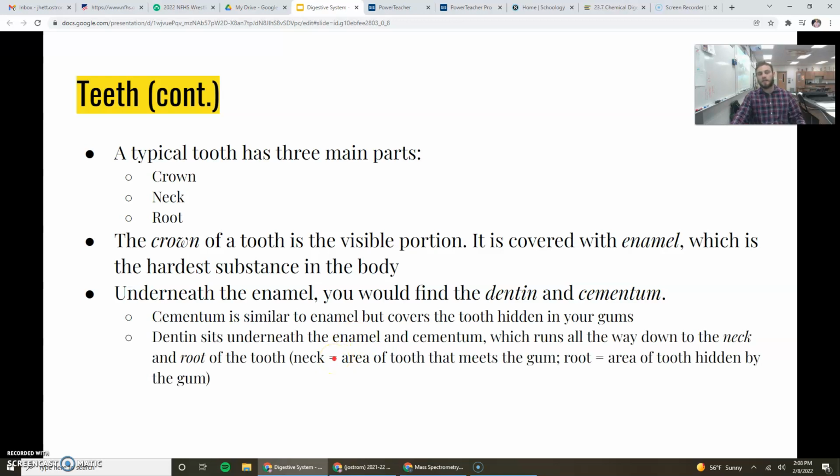Dentin sits underneath the enamel and the cementum, and it's going to run from the neck, which is the area where the tooth meets the gum, down to the root, which again, the root is the hidden part of the tooth that's hidden by the gum.